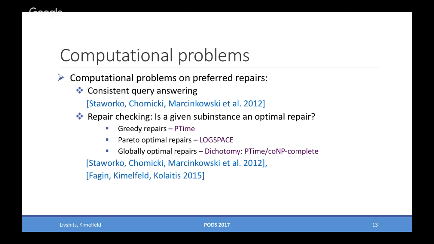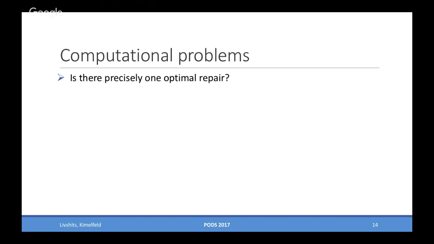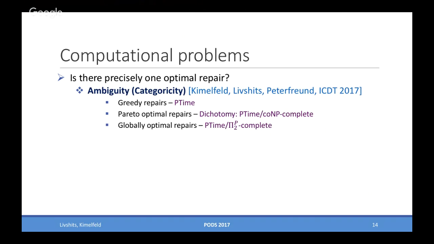But now imagine that we have a system for data repairing that is based on this framework. The first thing that we would like to know is when we're done. So the first question that we want to answer is: is there precisely one optimal repair? Because if there is precisely one optimal repair, then the given preferences suffice to clean the database unambiguously, and we can just use this one optimal repair to clean the data. This is the problem of ambiguity, also called categoricity, and we have studied this problem in a previous work.